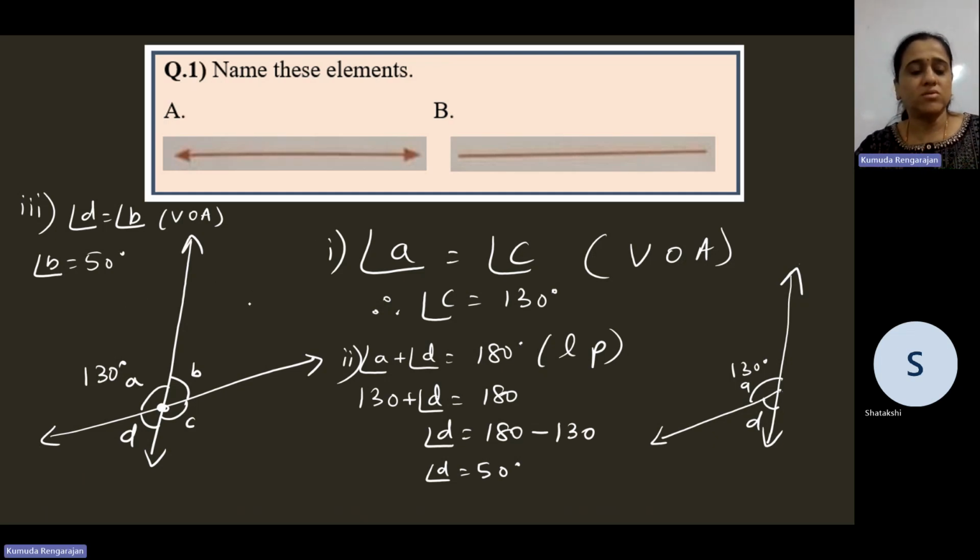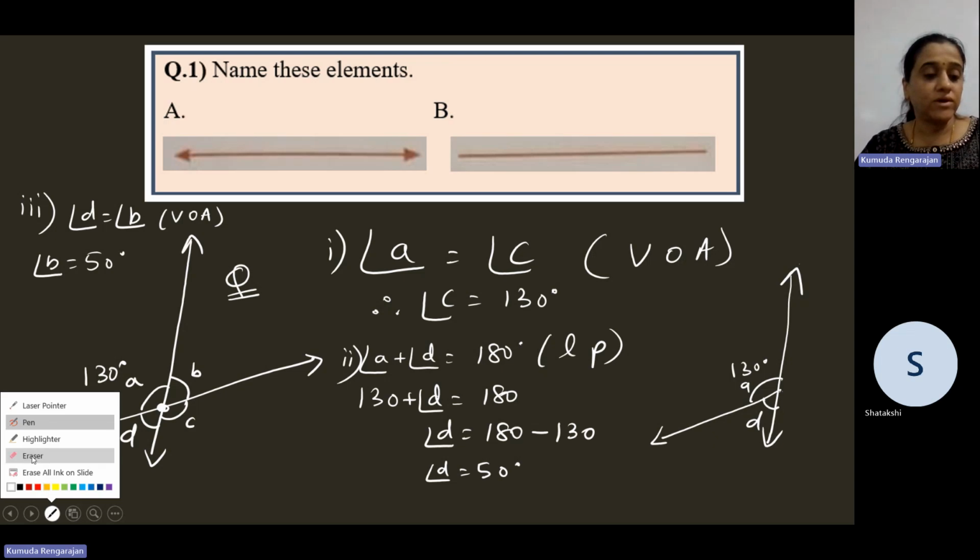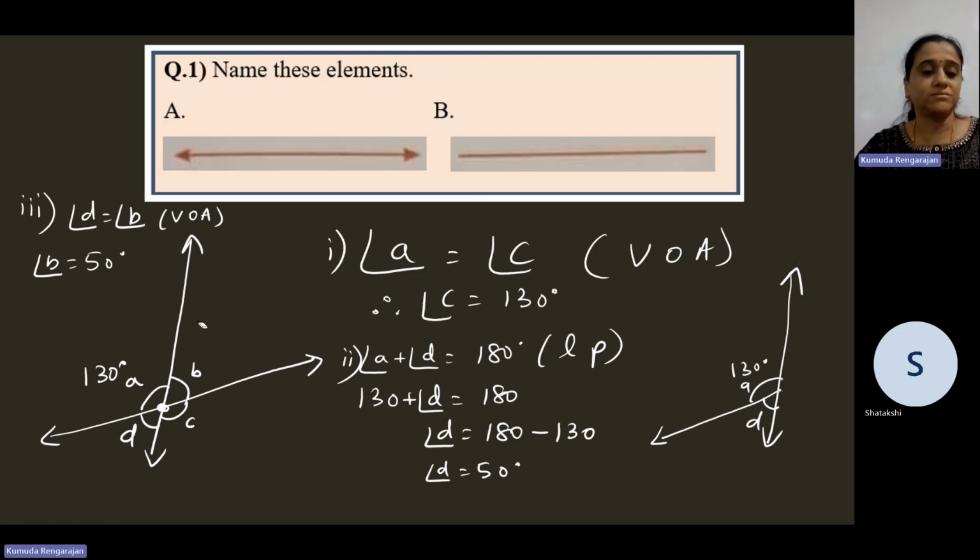Okay, so what are the numbers? Okay, so this is the question. The question is: find the values of B, C, and D. This is the question. Find angle B, angle C, angle D.